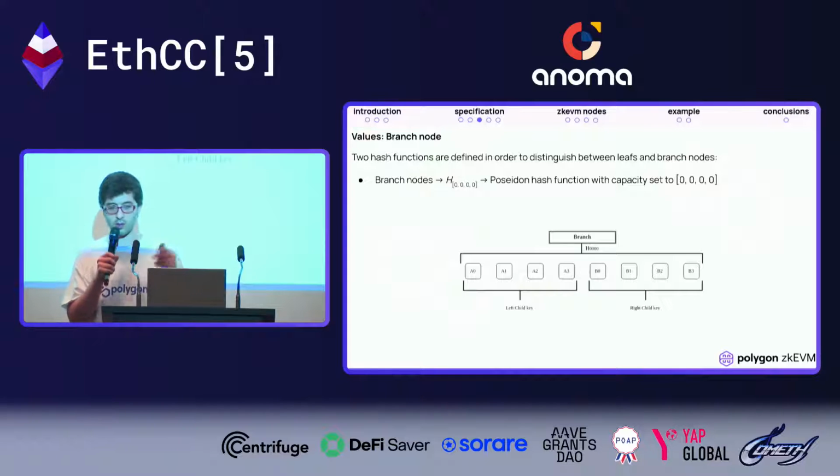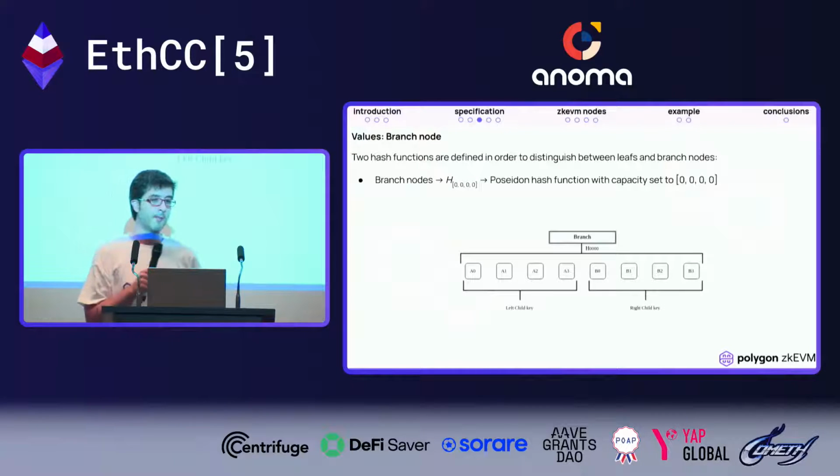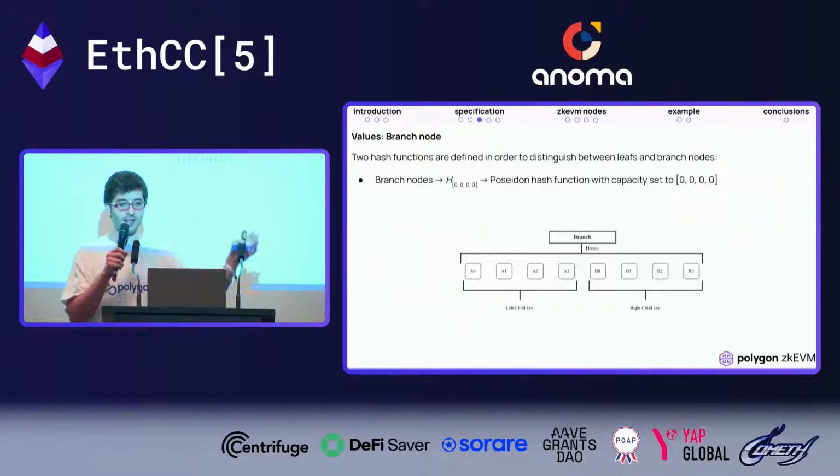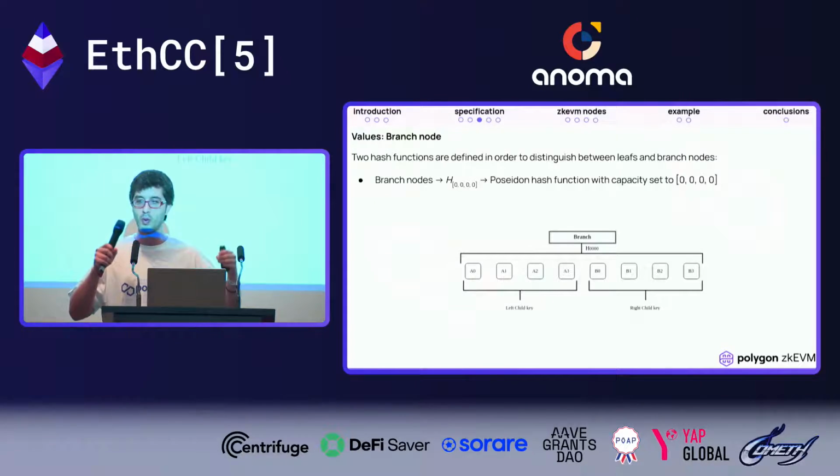Okay, so let's go to the specification itself. There is the branch node and the leaf node. So there are two kinds of nodes, how to differentiate them? Here, the branch node, as I said previously, contains the left child and the right child. So we put it all together. There are 8 field elements, and then we hash it all together.